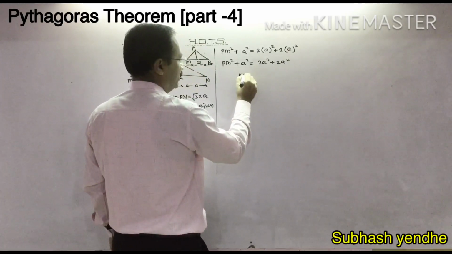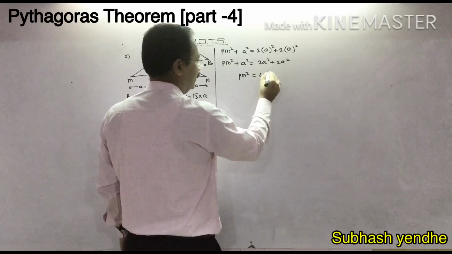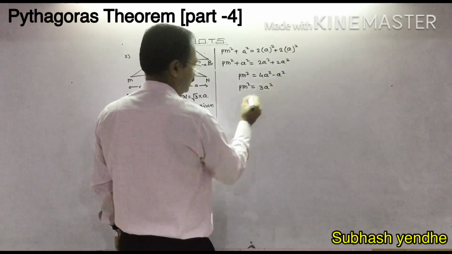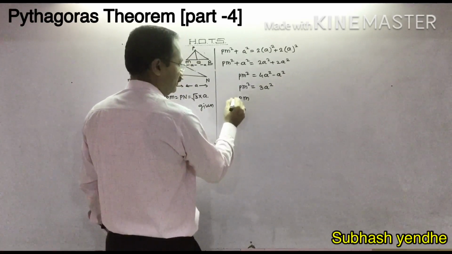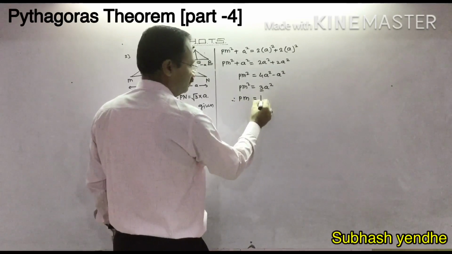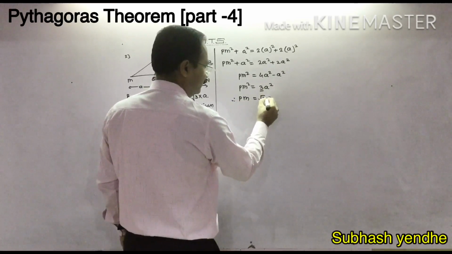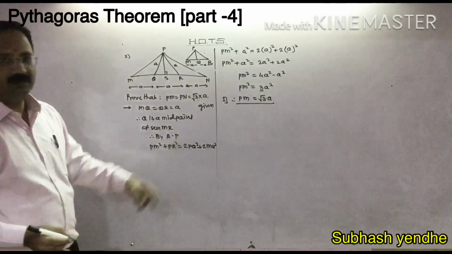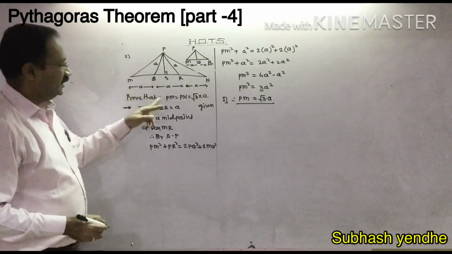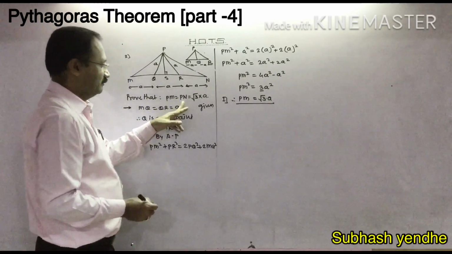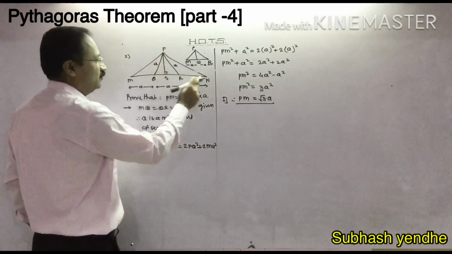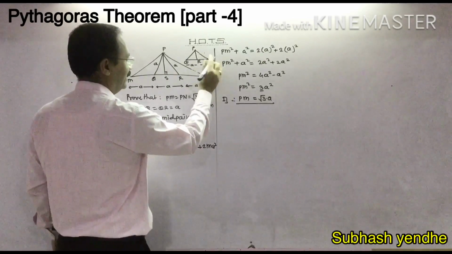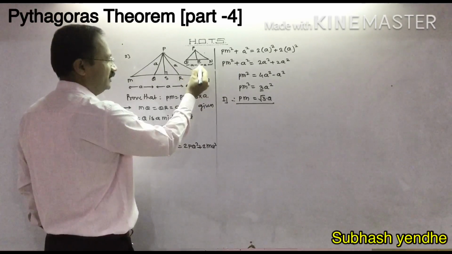So PM square, this A square goes on that side. So 4A square minus A square. So you get the value of PM square equals 3A square. By taking square root, you will get PM equals root 3, and the root of A square is A. So you will get the first one, PM equals root 3A. The same way you have to find it for the other one. So in triangle PQN, this is PQ and N. Observe this, these two are the same value.